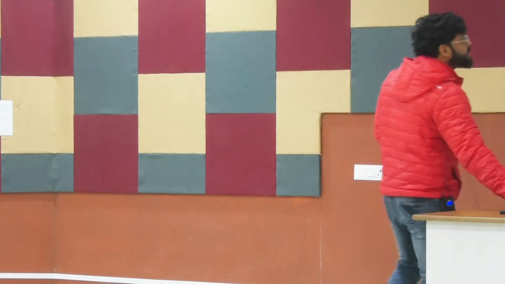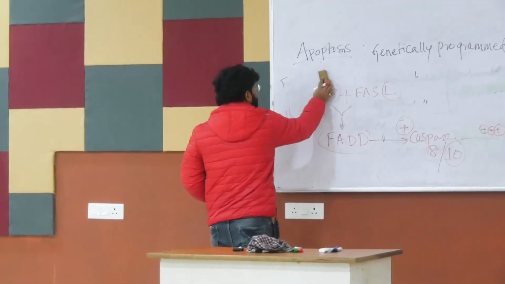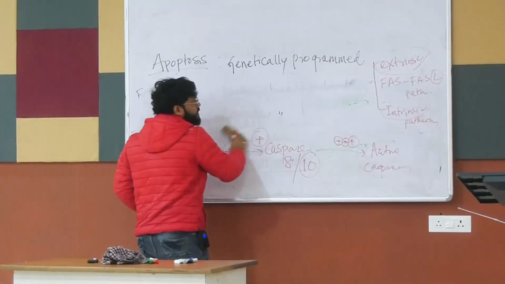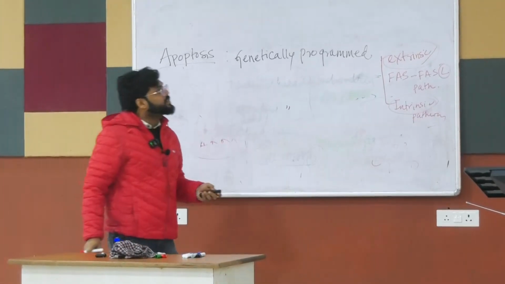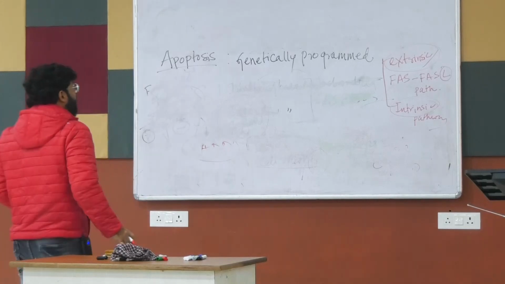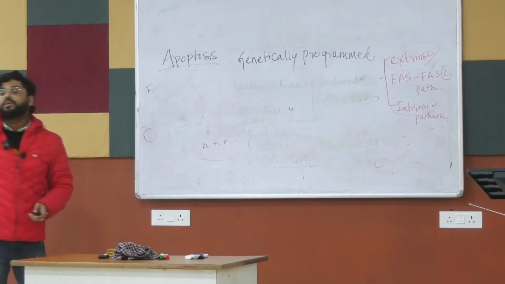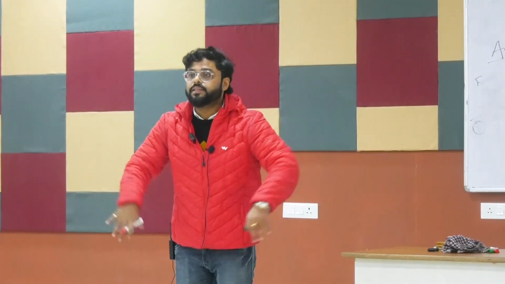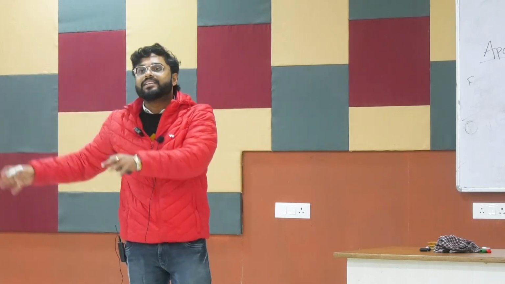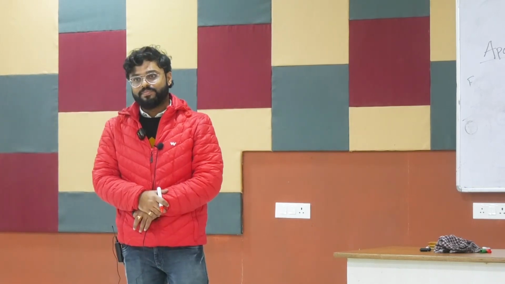Another type of initiation process is the intrinsic pathway. Why is it known as the intrinsic pathway? Because the apoptotic signal is coming from inside the cell. There is no external signal, there is an internal signal. The cell itself, this is typically suicide. The cell itself is going to die.